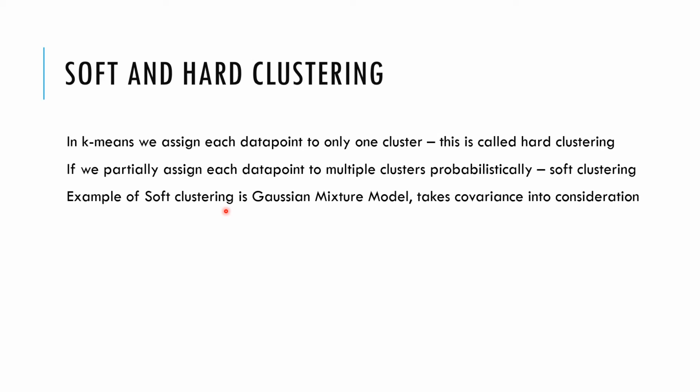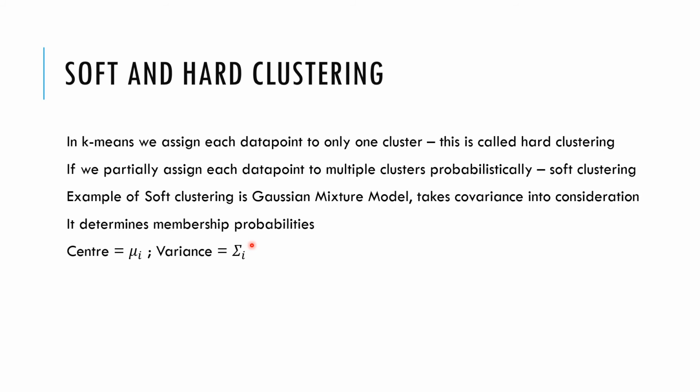An example of soft clustering is the Gaussian mixture model. It also takes into consideration variance. We have seen variance, right? A single variable will have variance and multiple variables will have covariance. So it determines the membership probabilities, right? That's what we saw. And it takes into account the mean and variance. Mu i stands for cluster. So each cluster will have its own mean and its own variance, right?